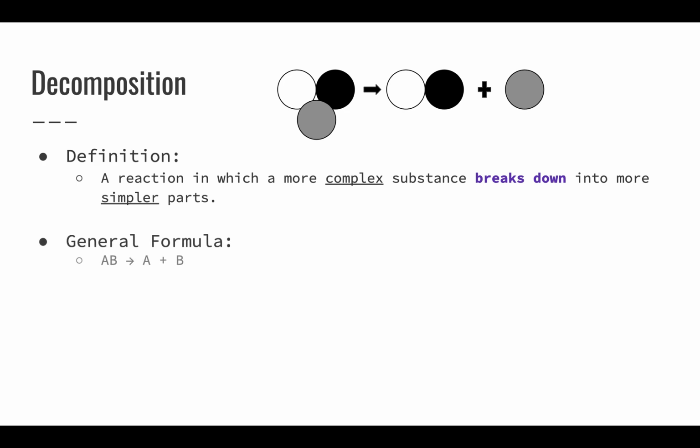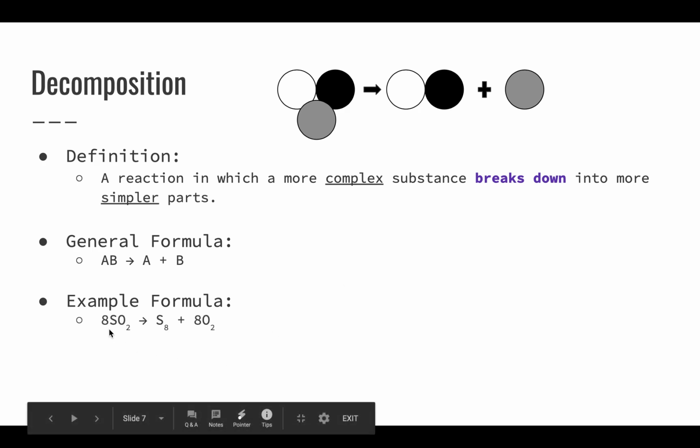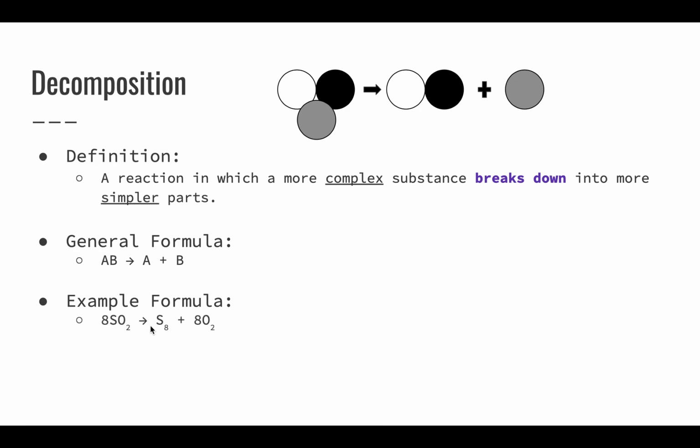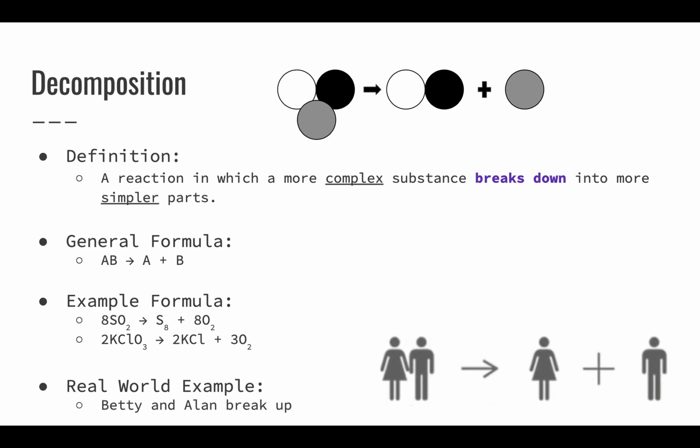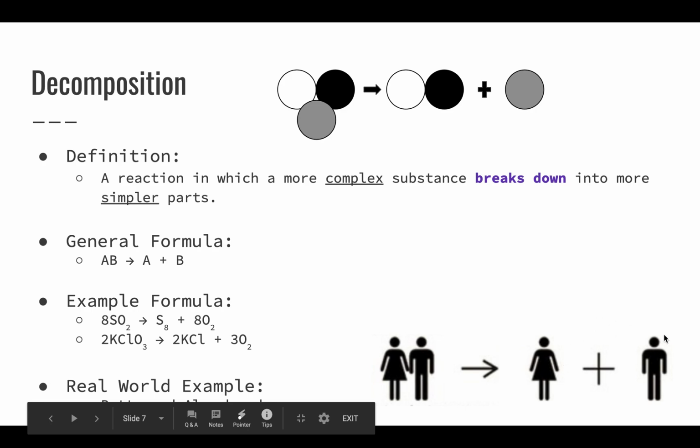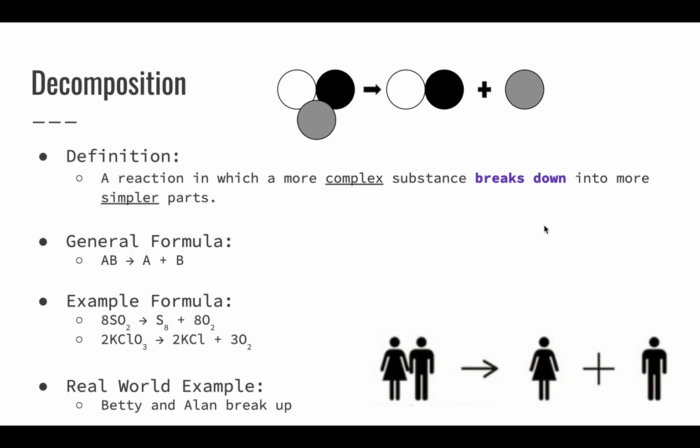The general formula, we have AB together, and now they're separated. Okay? They decompose, they split up. Our chemical formula for this, we have sulfur oxide, splits up into sulfur and then oxygen just by itself. All right? And what is your prediction on our real-world example? Yes, hopefully you said that Alan and Betty have broken up. So they were dating, now they broke up, and they're single again. Okay, so that is decomposition, the opposite of synthesis.